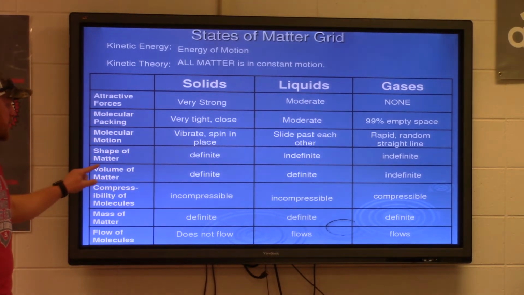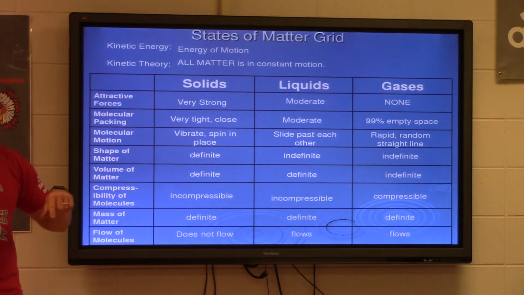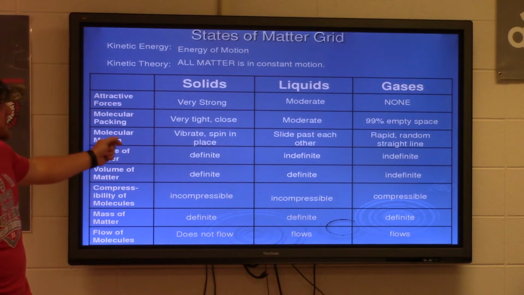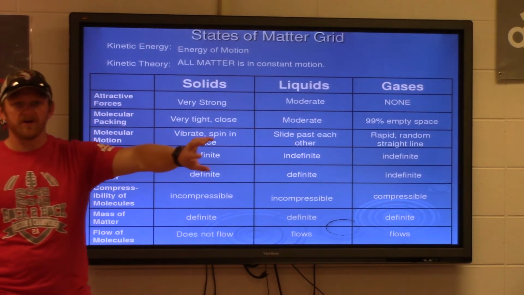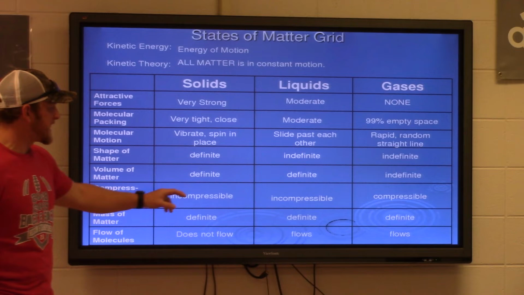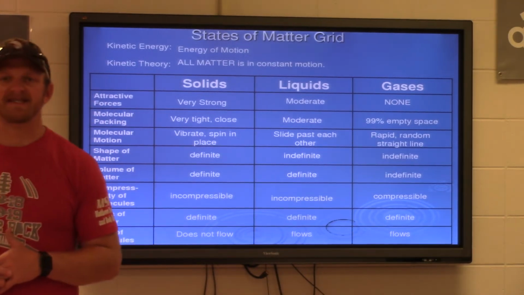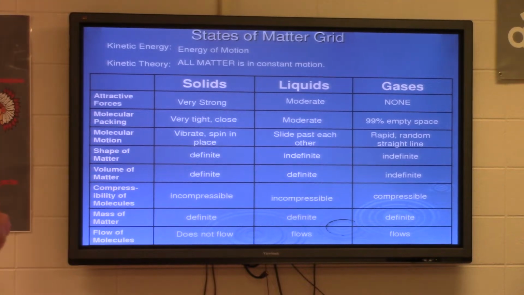The shape of matter. We know that solids have a definite shape, and we know they have a definite volume. Okay? We know that liquids have an indefinite shape, because we can pour it on the ground, it just goes wherever it wants to, but it does have a definite volume. And then we know gases are both indefinite. Indefinite shape and indefinite volume.